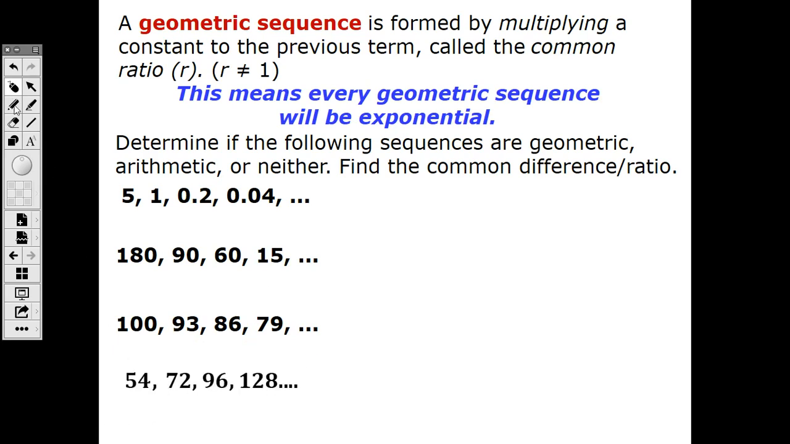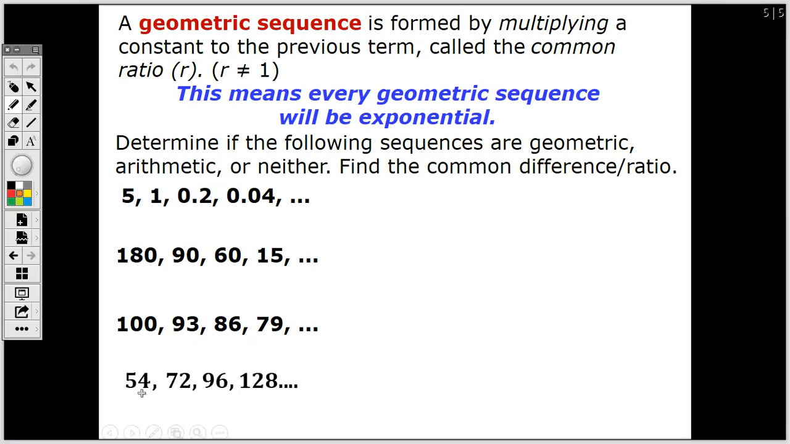And here I have, let's see. I could try addition, right? Plus 18, but this isn't plus 18. All right. I guess we can try a common ratio. So 72 divided by 54 is 4/3. 96 divided by 72 is 4/3. 128 divided by 96.